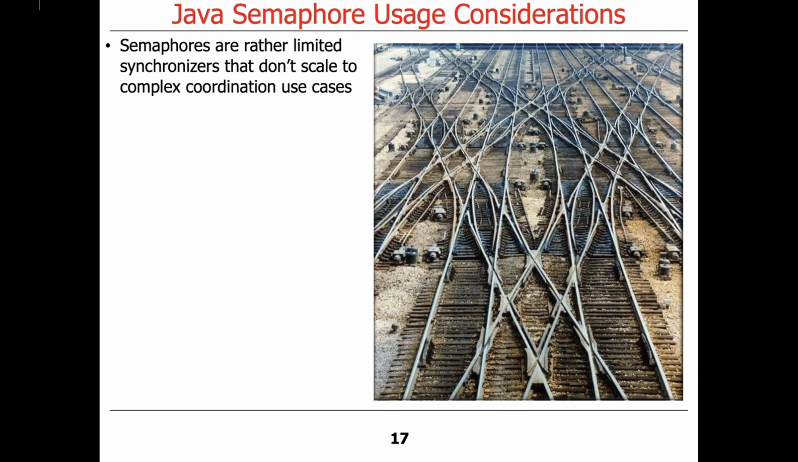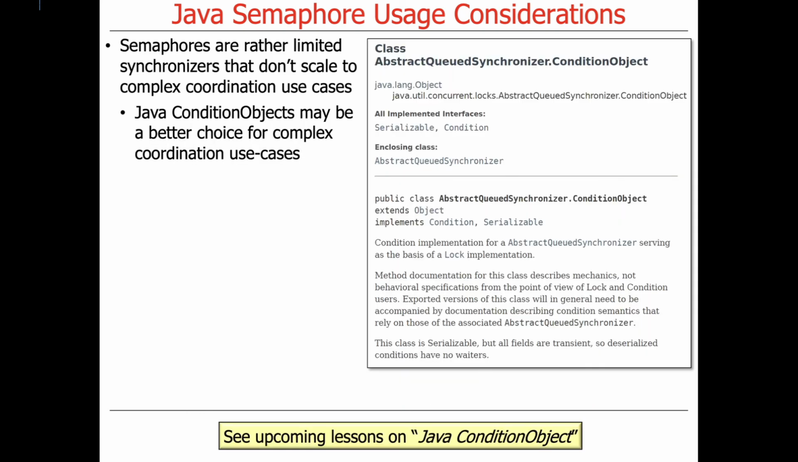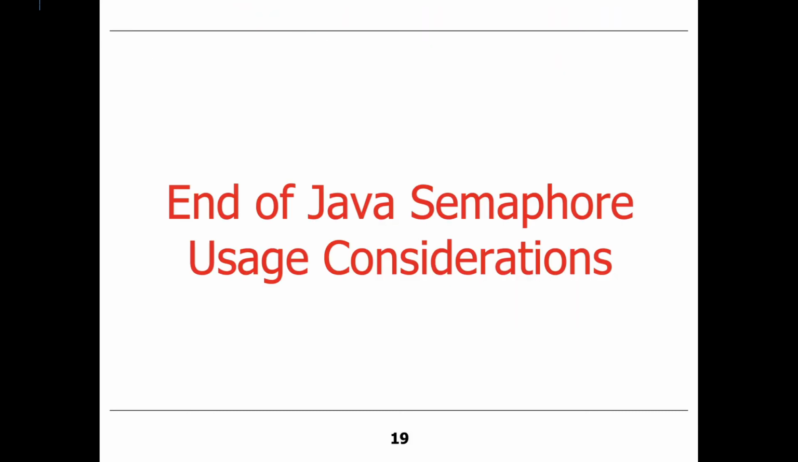Semaphores are rather limited synchronizers that don't scale to complex coordination use cases. So if you have something that's really complicated, semaphore may not be what you want. It might be more appropriate in such cases to use Java condition objects, which are another type of synchronizer we will talk about later, that are perhaps a better choice for complex coordination use cases. So that's the end of the overview of Java semaphore usage considerations.